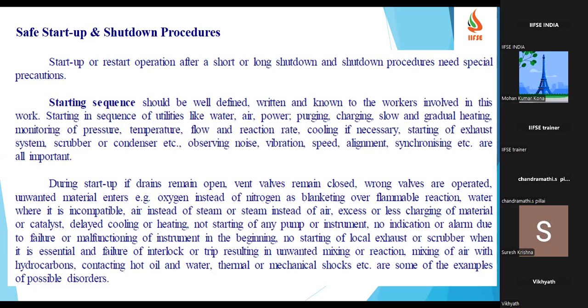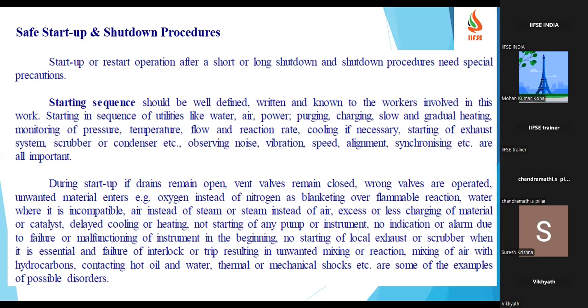Written and also known to the workers involved in this work, starting in sequence of utilities like water, air, power, purging, charging, slow and gradual heating, monitoring of the pressure, temperature, flow and reaction rate, cooling if necessary, starting of exhaust system, scrubber or condenser, etc., and observing noise, vibration, speed, and alignment, synchronizing, etc., are all important. So here the thing is, it should be well defined, written, and known to the workers involved in this work.